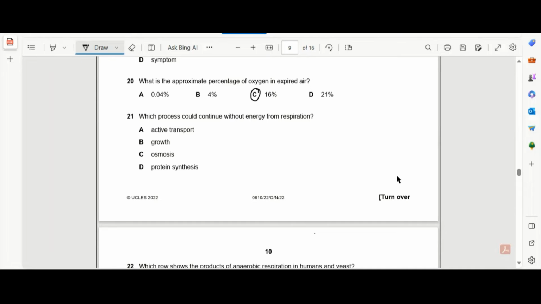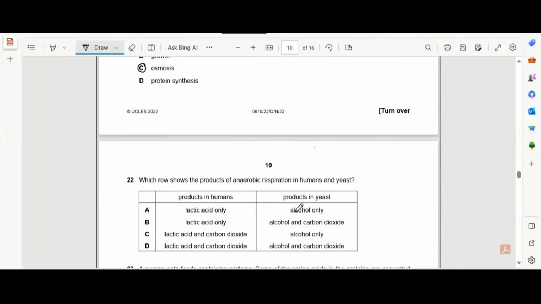Active transport is very much dependent on respiration, so this won't be the answer. Growth can be continued to a certain extent. Osmosis can be continued without respiration, obviously, because it doesn't require oxygen. It doesn't require energy from respiration. It's just the movement of water. So 21C.